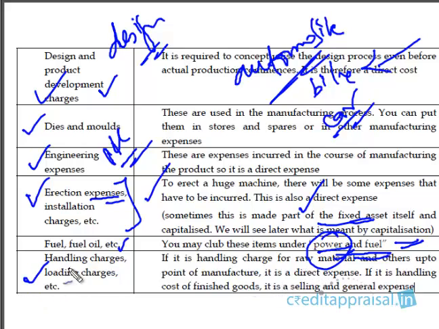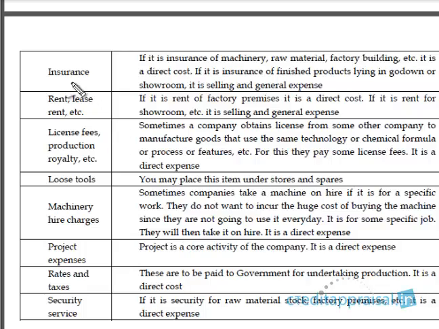Handling charges, loading charges, again, this is an expense that can be either a direct expense or an indirect expense. So what is this handling? Is it the handling of raw material or is it handling of the finished goods? We don't know, so in the absence of information, we'll place it under direct expense. But if the P&L account specifically mentions handling charges of finished goods, then it will be a selling and general expense.